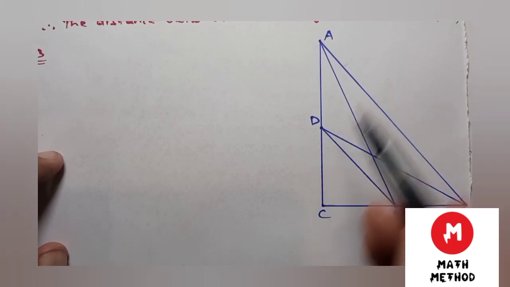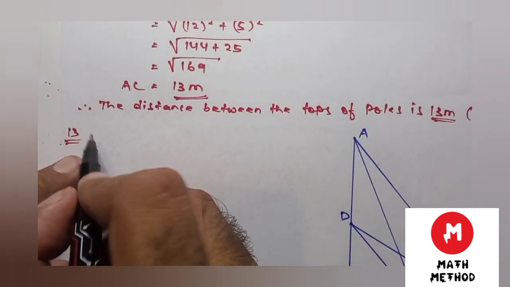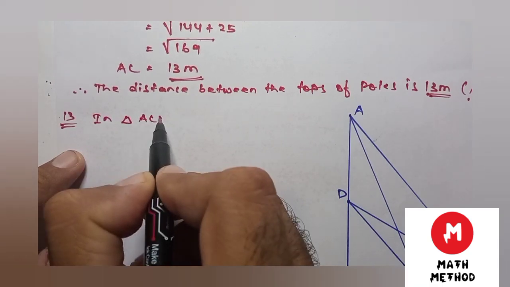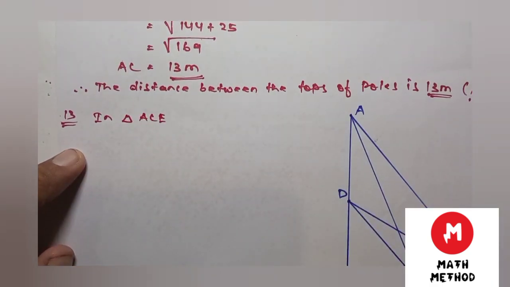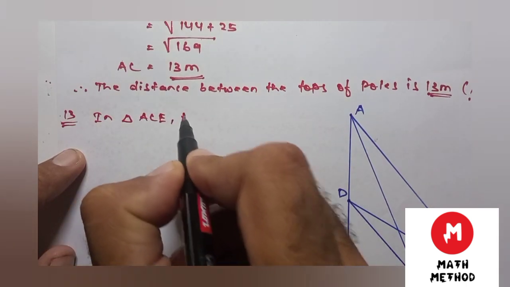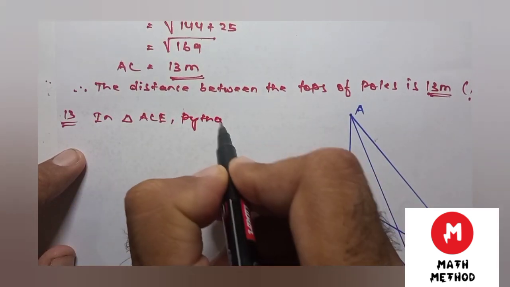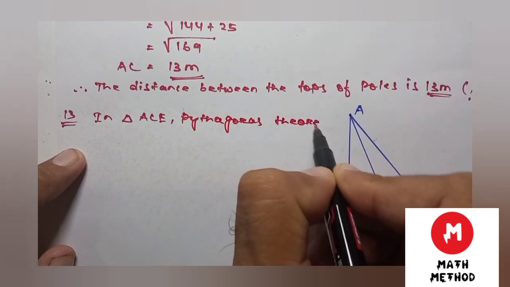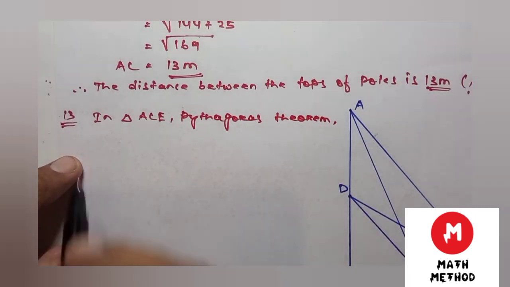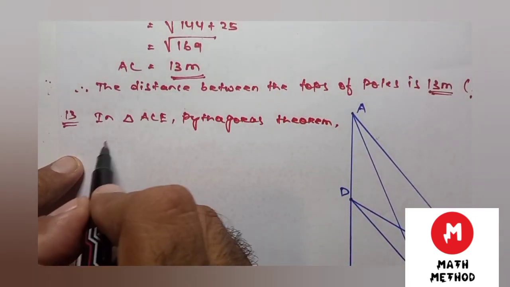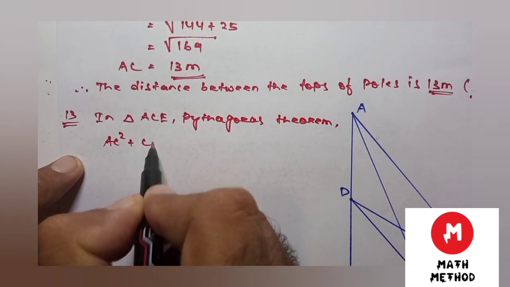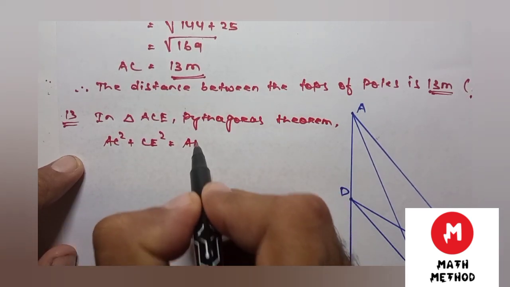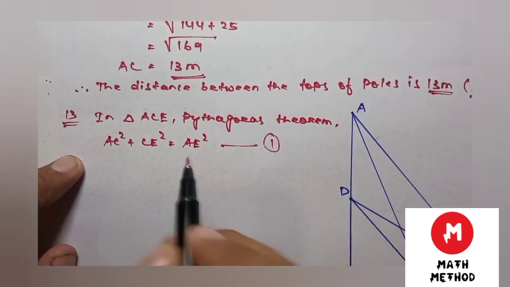Now in triangle ACE, which is also a right angle triangle, by Pythagoras theorem I will write AC square plus CE square is equal to AE square. This is my equation number 1.